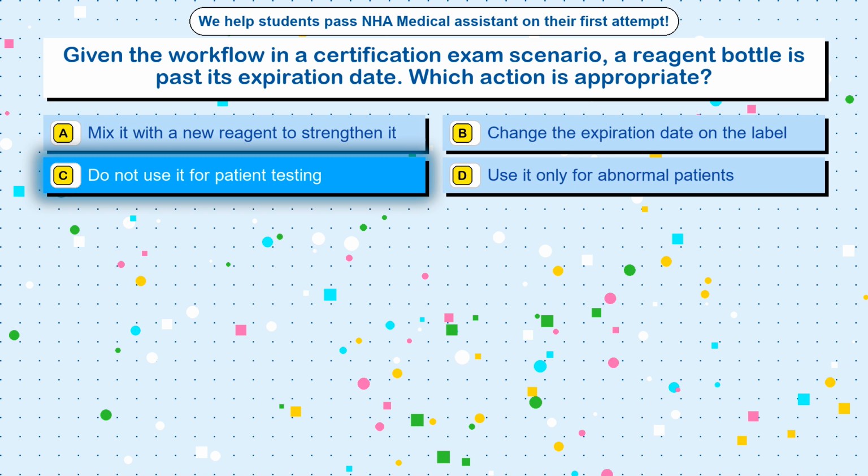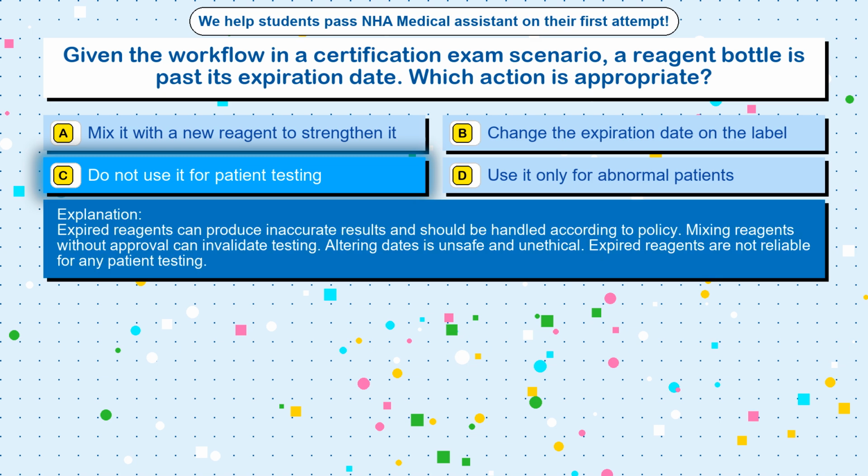Do not use it for patient testing. Expired reagents can produce inaccurate results and should be handled according to policy. Mixing reagents without approval can invalidate testing. Altering dates is unsafe and unethical. Expired reagents are not reliable for any patient testing.